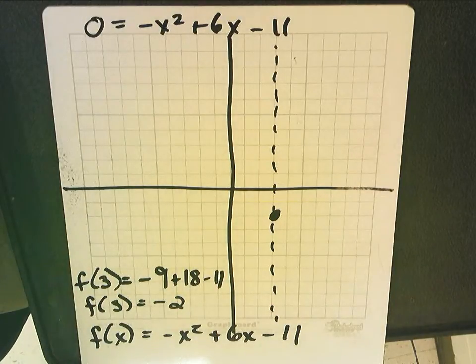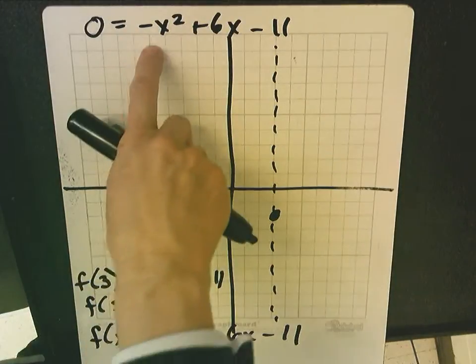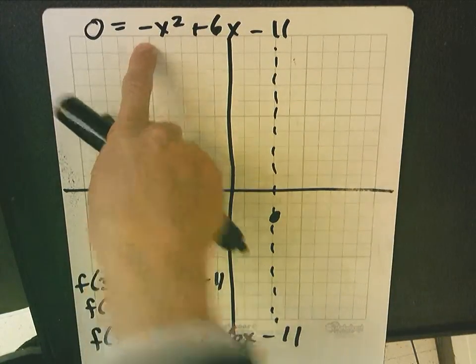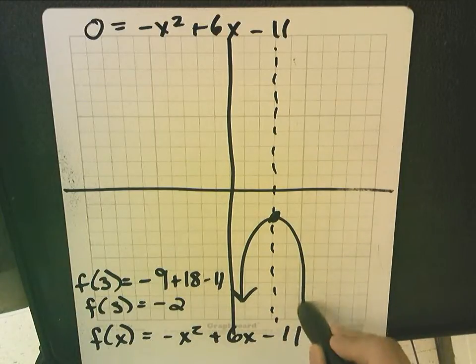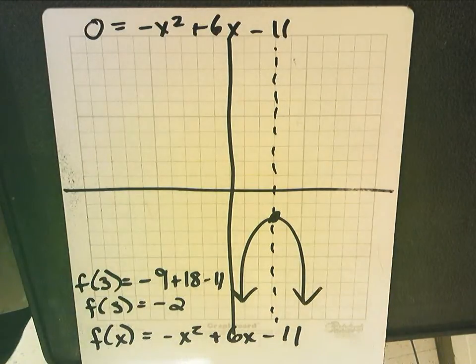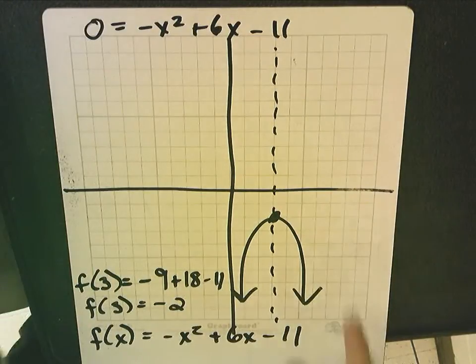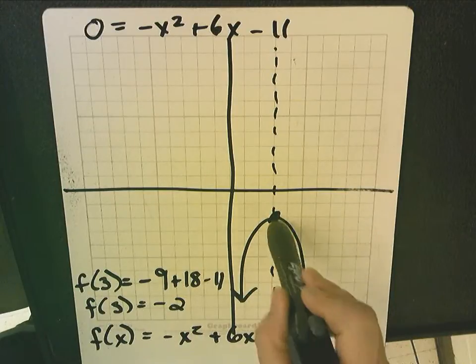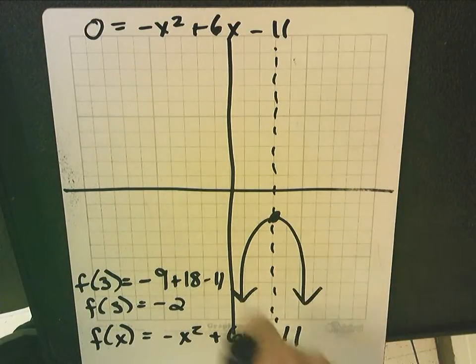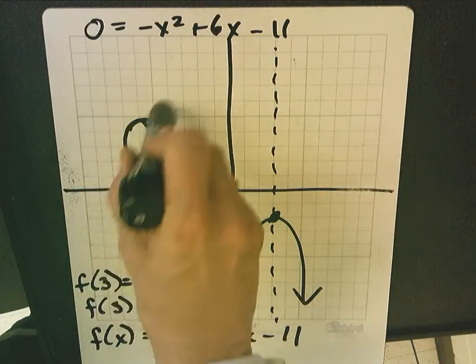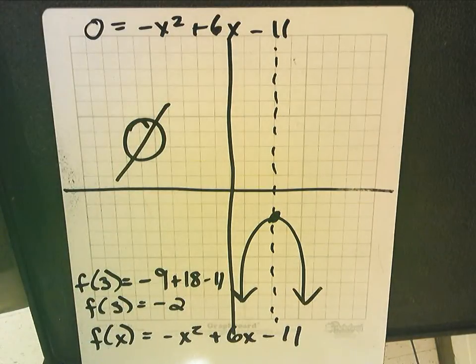Okay, now, my vertex is 3, negative 2, and this is negative. This means I am going to graph this direction. And I don't really have to graph it, because I already know there's going to be no solution, because there's no way I'm going to cross the x-axis. My vertex is already below the x-axis and I'm facing downward. So this is no solution.